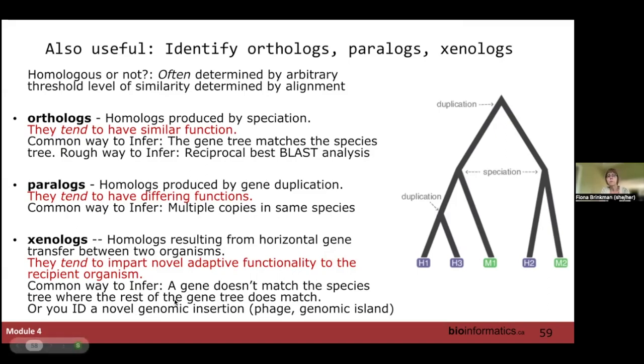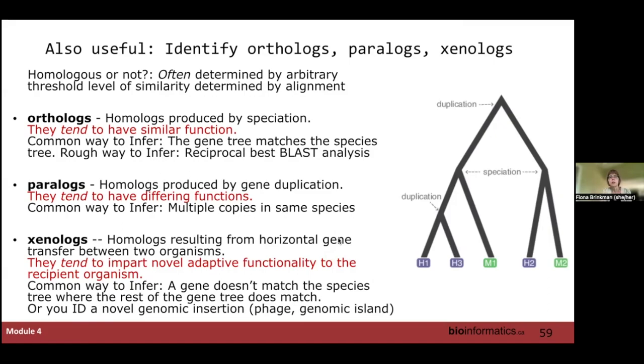So a common way to infer this is a gene tree doesn't match the species tree, where the rest of the gene tree does match. So that gene location is in a really odd position in terms of what you would expect for the phylogeny of these organisms. So always remember when you're looking at orthologs, paralogs, and xenologs in a tree, you need to sort of know the species tree or the corresponding organismal tree associated with that. You obviously can ID a novel genomic insertion like a phage or a genomic island. That would be another way to identify xenologs.